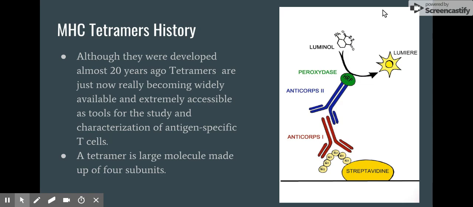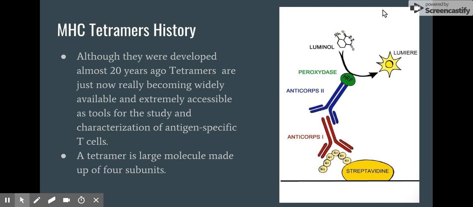First, we're going to talk about the MHC tetramers history. Although they were developed almost 20 years ago, tetramers are just now really becoming widely available and extremely accessible as tools for the study and characterization of antigen specific T cells. A tetramer is a large molecule made up of four subunits. Tetramers consist of soluble MHC proteins, complexed with peptide, and are an efficient and easy way to identify, isolate, and study antigen-specific T cells from a variety of biological samples.